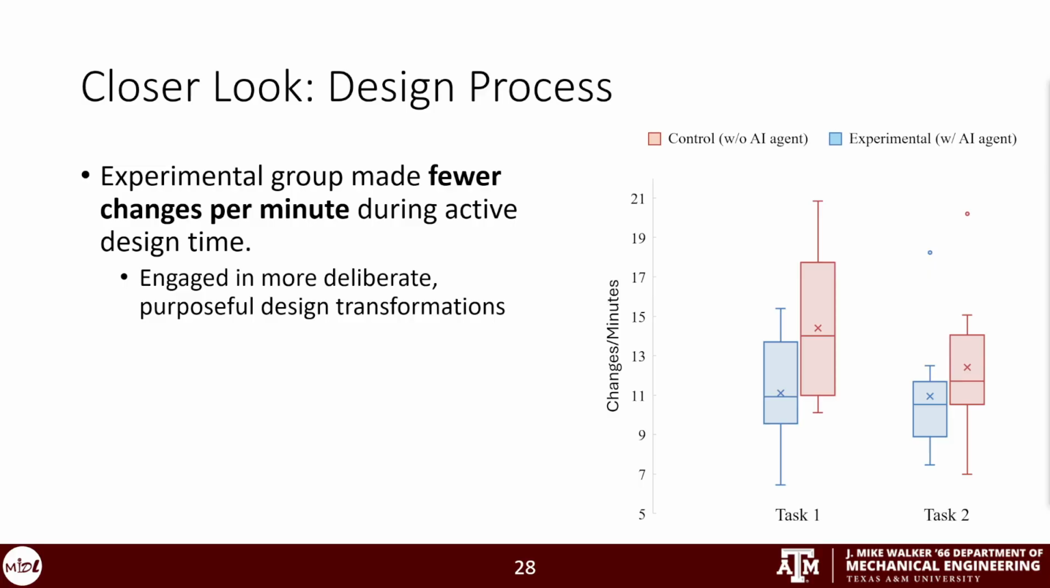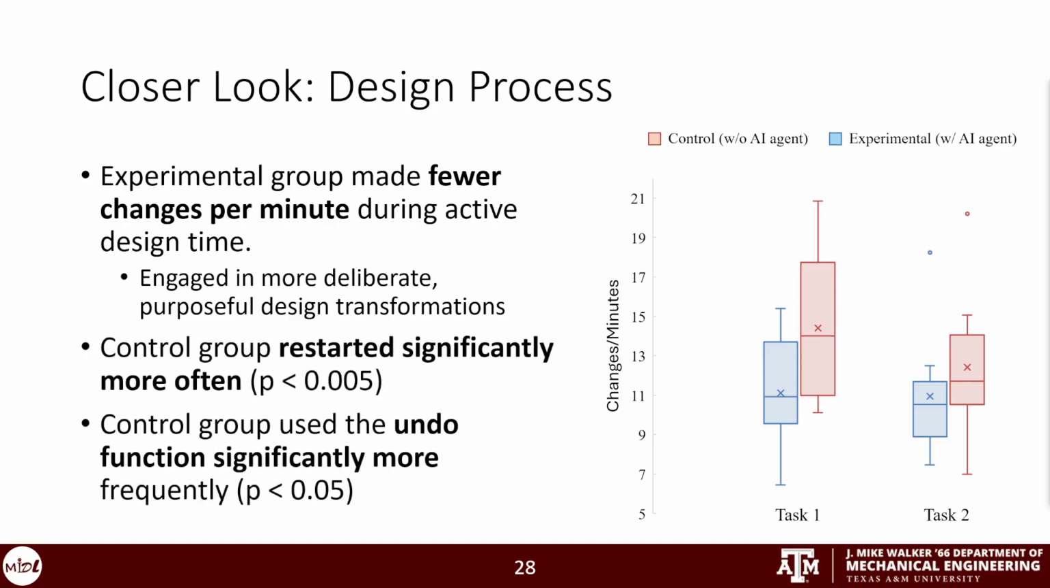Now, if you look at the design process, we start to see why the outputs differed. So the control group spent significantly more time and iterations in their designs, while the experimental group spent part of their time in conversation with the AI agent. And even when we remove the conversation time and focus only on active design time, the experimental group made fewer changes per minute, which suggests that they were thinking more deliberately and purposefully about their approach. This is further supported by their use of features such as restarts and undos, which the control group used significantly more often.